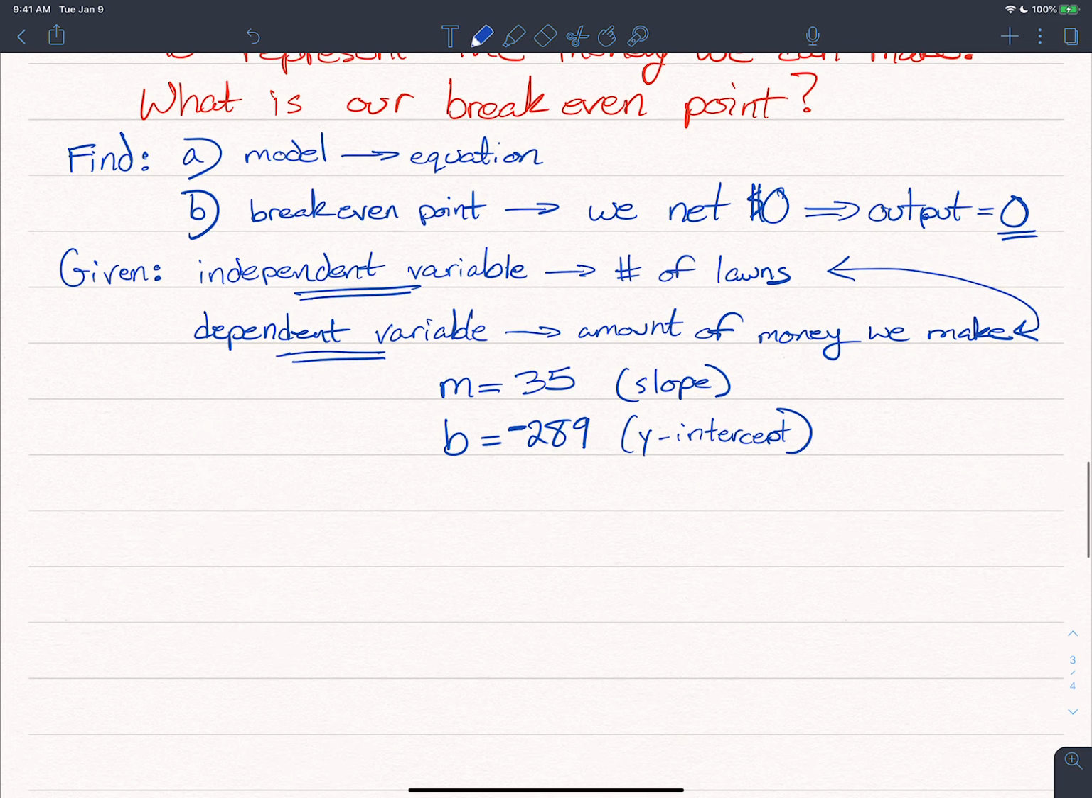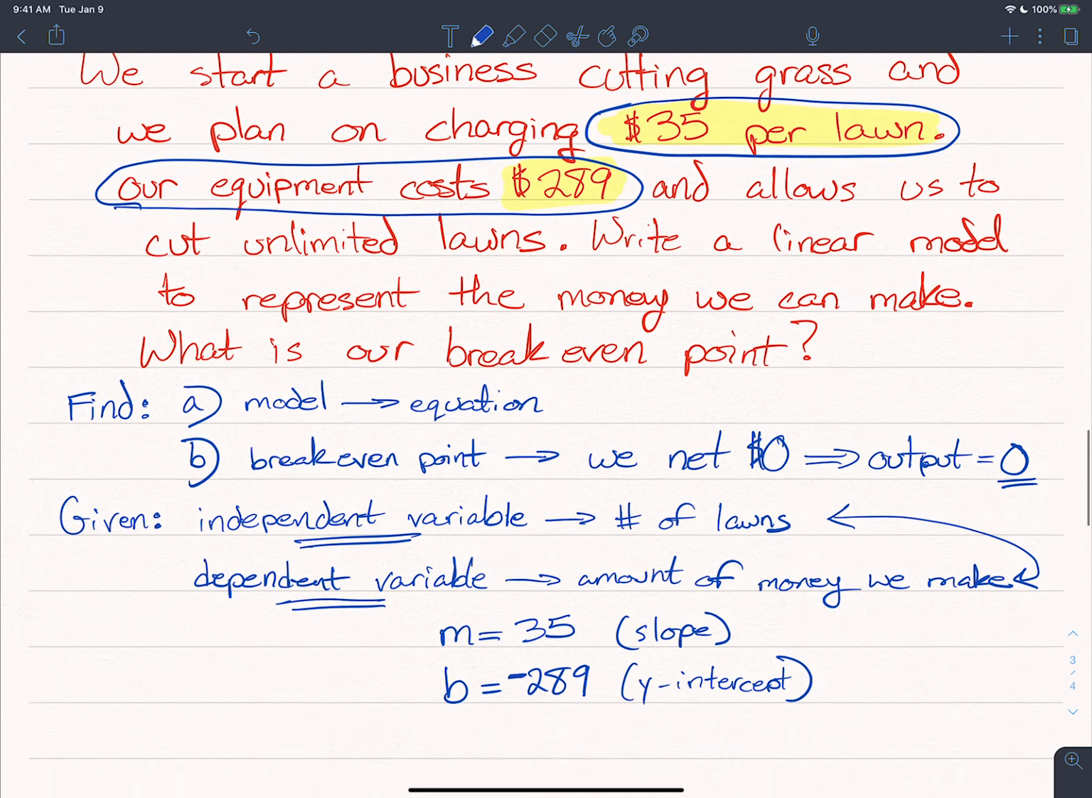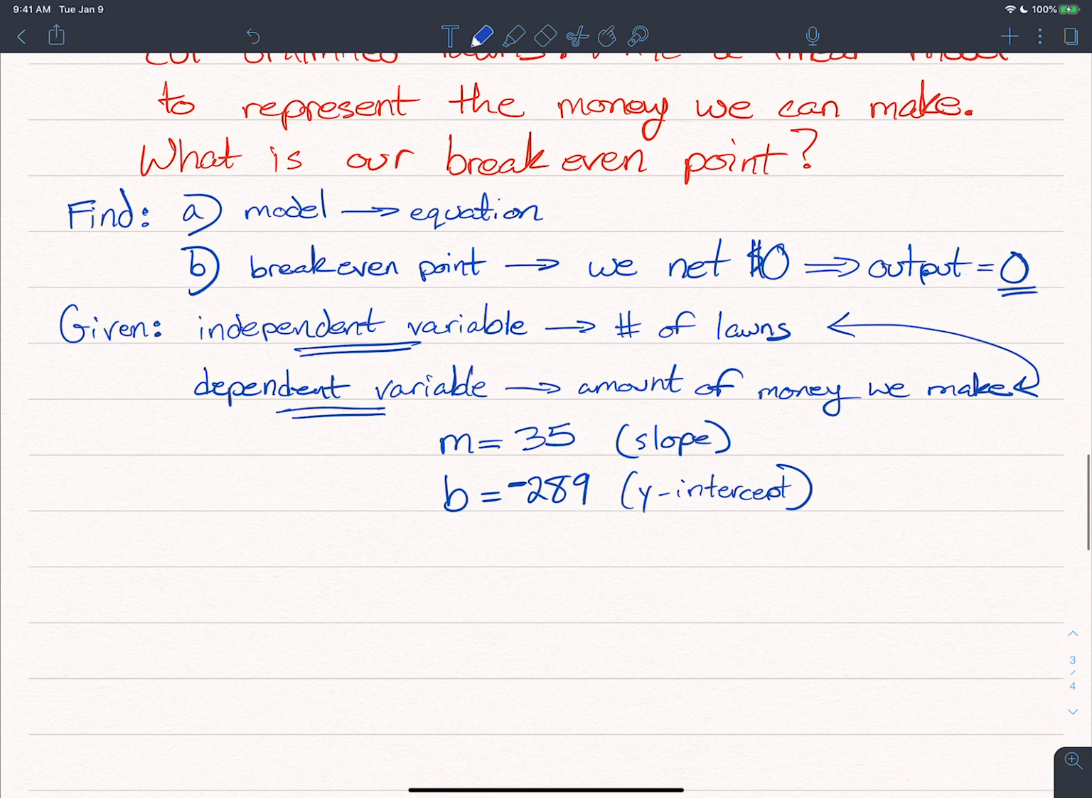Now, we have our slope. We have our y-intercept. We can go down here to solution, right? So for the solution, for part A, well, that's easy. We know our slope, which is 35. We know our y-intercept, which is negative 289.